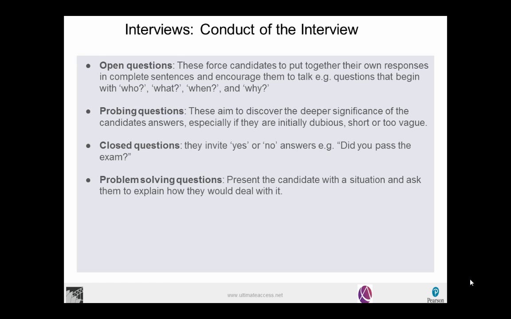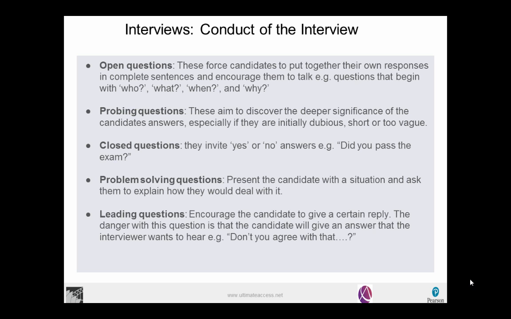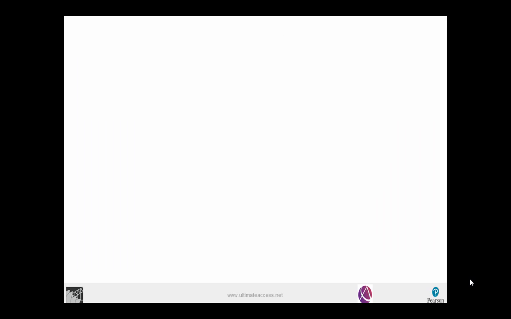Problem-solving questions present the candidate with a situation and ask them to explain how they deal with it. They really love such questions just to see how you think. Then leading questions. This encourages the candidate to give a certain reply. The danger with this question is that the candidate will give an answer that the interviewer actually wants to hear. So I'd ask you, we are the best manufacturer of this and this. Do you agree with that? Now, if you are applying for a job, you wouldn't say, no, I don't agree. You'd obviously say, yes, I really agree. This is the best product, and you'll continue to praise that product.